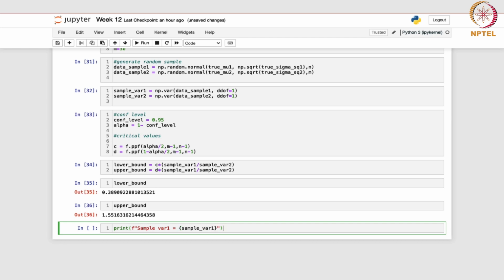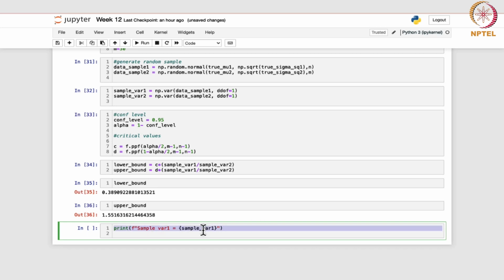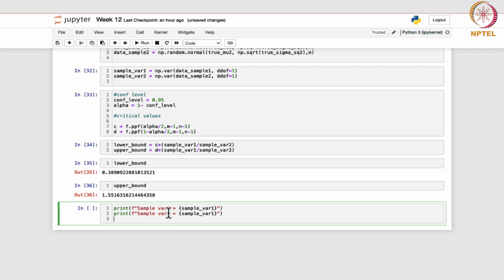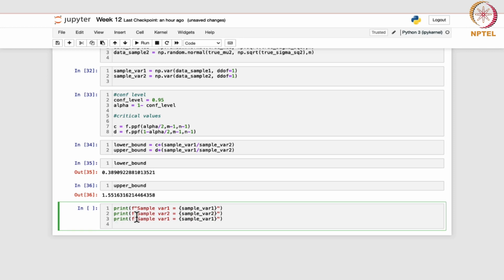Okay, and the second one would be the same thing. For the second sample variance, sample_var_2. And now we can also print your confidence interval, in this case confidence interval for the ratio of population variances, that is sigma 1 square over sigma 2 square. So here the confidence interval would be in this form. First we will have the lower bound, and then we will have the upper bound.